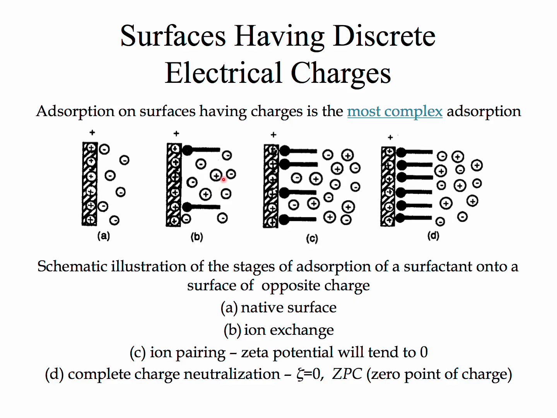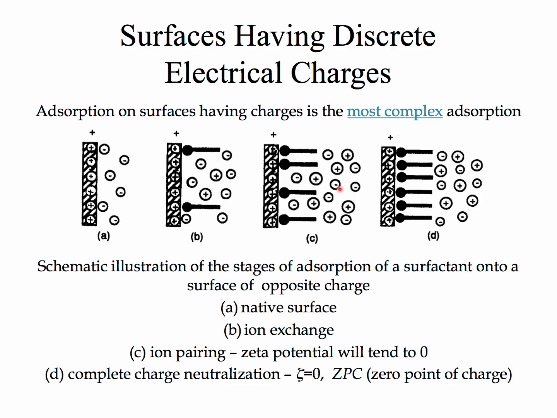Let's move to stage B here. So here we have ion exchange. The surfactant molecules, which are represented by this diagram and carry an opposite charge, start to replace the ions that were originally near the surface. When we have a positively charged surface, we have surfactant that carries a negative charge at the head. This is driven by electrostatic attraction between the surfactant head group and the charged surface.